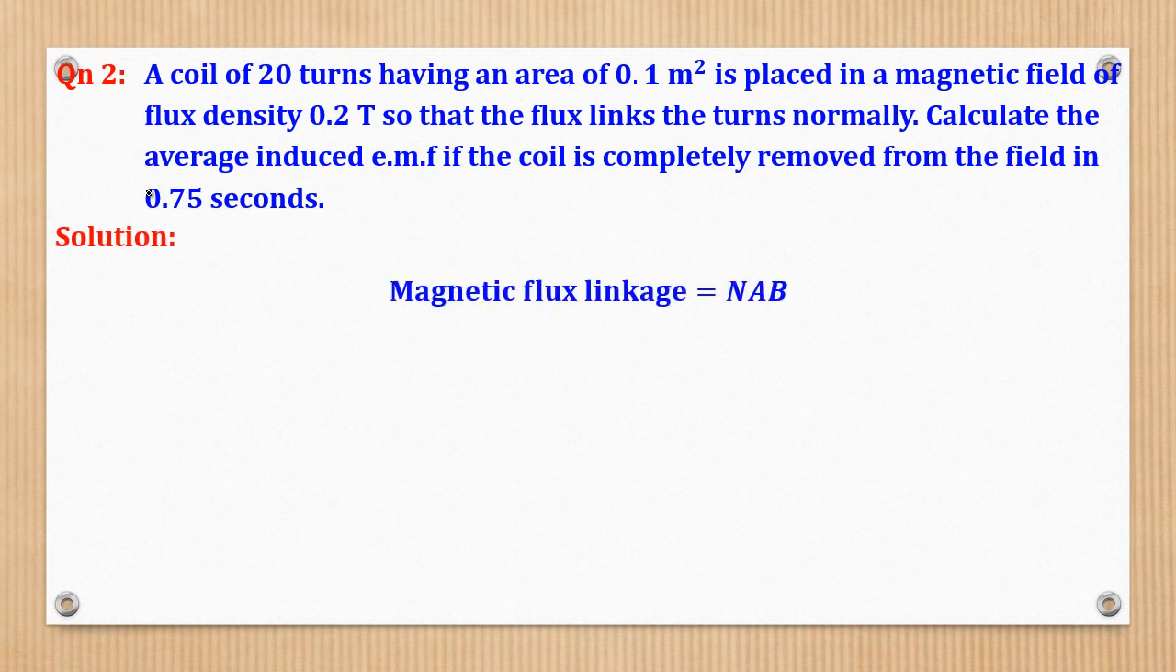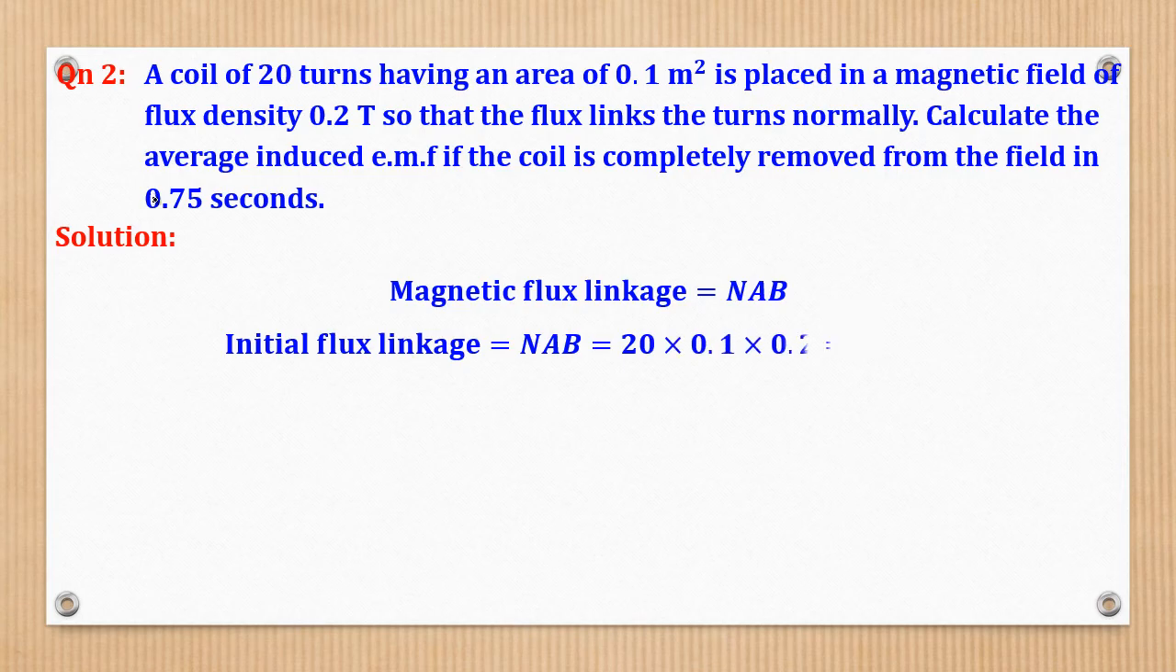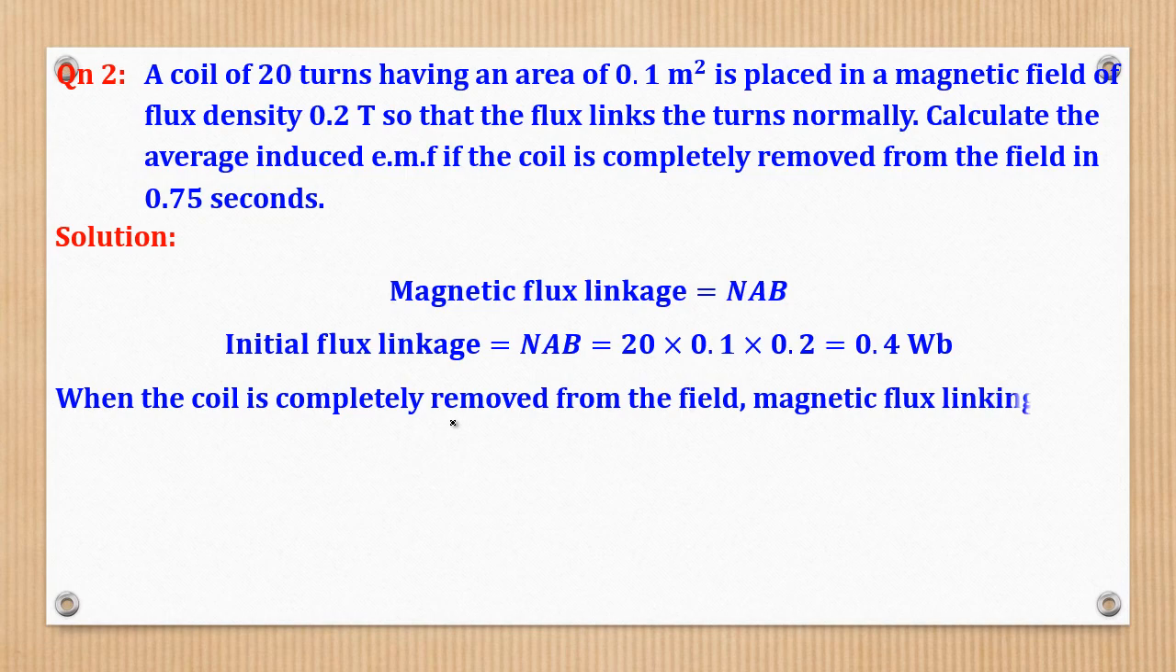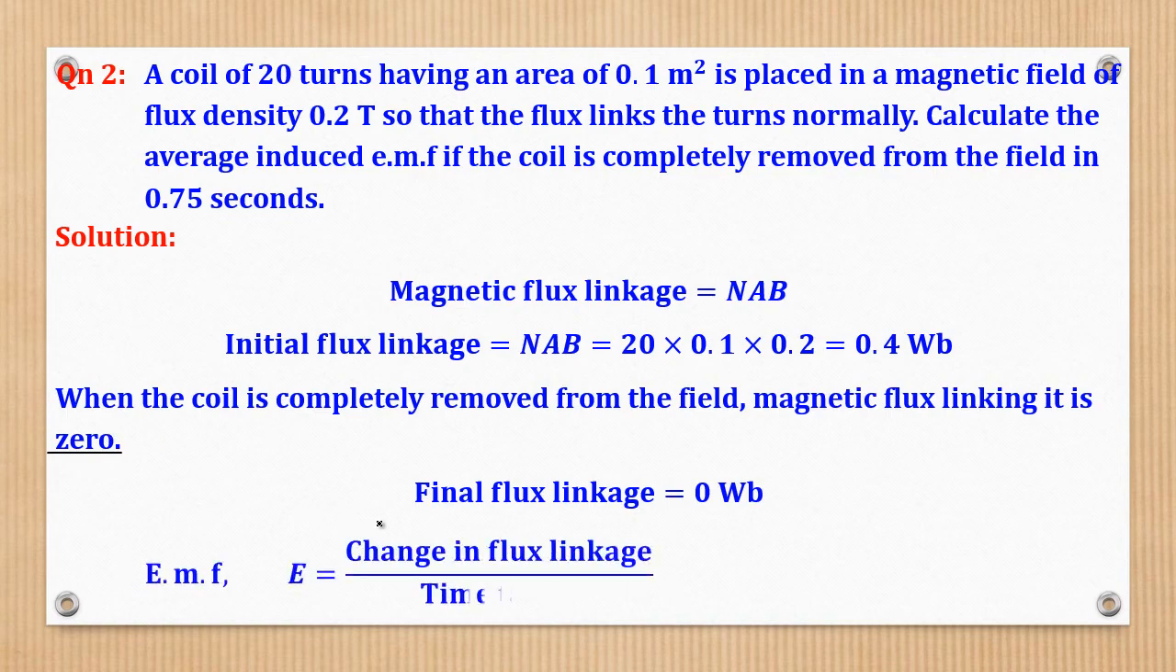So the initial magnetic flux linkage will be given by NAB, to give you 0.4 Weber. Then the final will be 0 because it is completely removed out of the field. Therefore, the induced EMF will now be the change over the time taken.